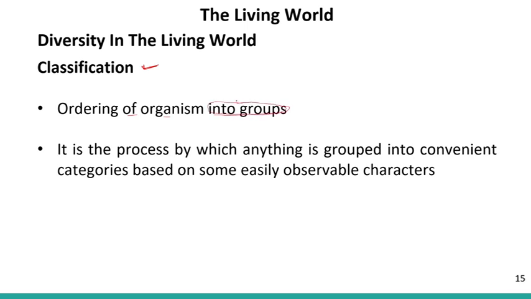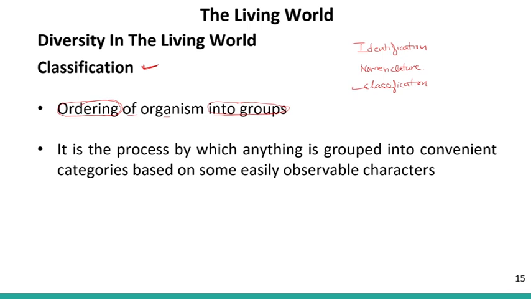Alright. So we have named the organism. First we have identified the organism. First step was identification. Then this is the nomenclature, biological nomenclature. And then what we have to do? We have to classify them. We have to organize them, or we have to order them. Ordering of the organisms into groups is known as classification.